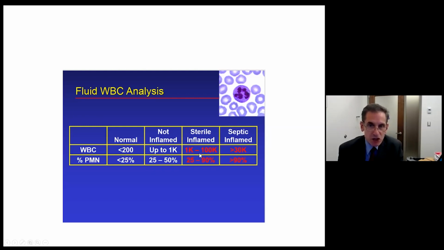So you could have a patient with septic arthritis in the 30 or 40,000 range, but that could also be seen in gout or other inflammatory conditions. So there's a large overlap, and there is no exact number which indicates infection or not. And that's the key point to remember.